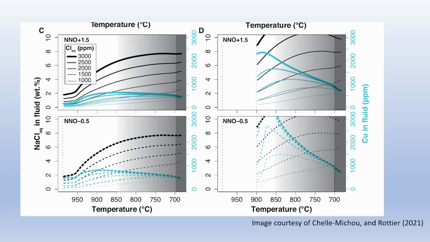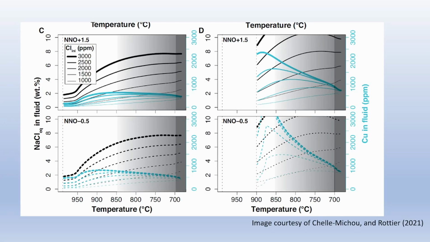Here in these diagrams, we have salinity and NNO values. NNO stands for nickel-nickel oxide buffer, which is a standard benchmark for measuring oxygen fugacity, or how oxidized the magma is. In these graphs, we are comparing two oxidation states, NNO plus 1.5, which is an oxidized condition, and NNO minus 0.5, which is a reduced condition.